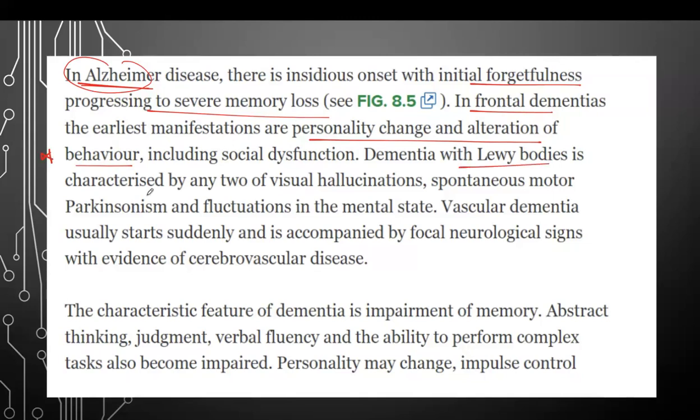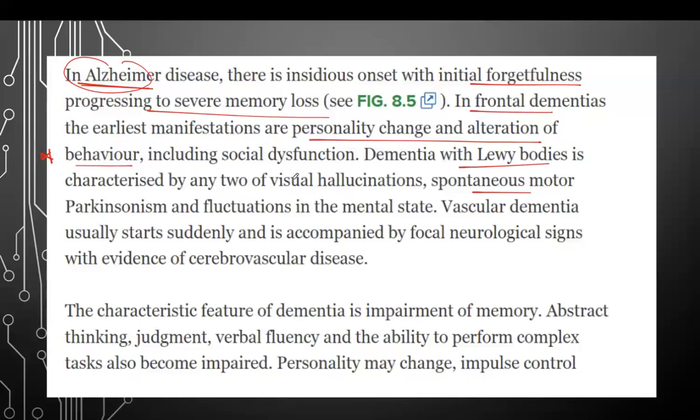How about Lewy body dementia? A Lewy body dementia patient can have Parkinson-like problems. So they can have motor Parkinsonism. They can have Parkinson-like gait. They can have bradykinesia, tremor. So they will have motor Parkinson.